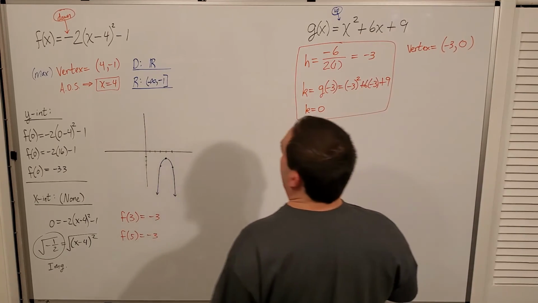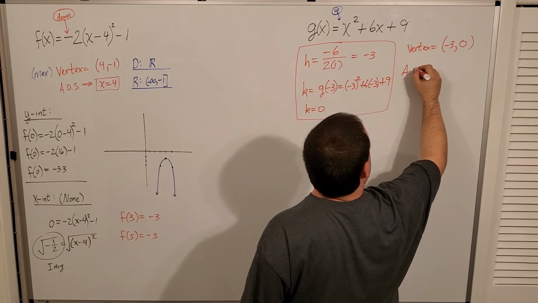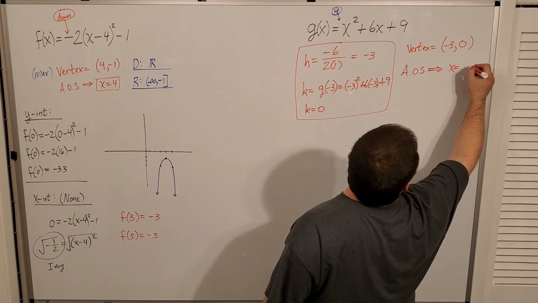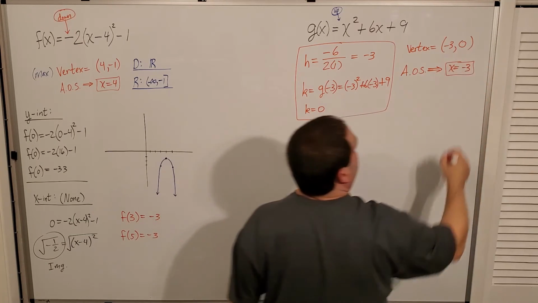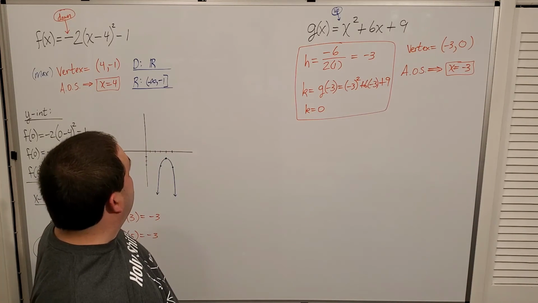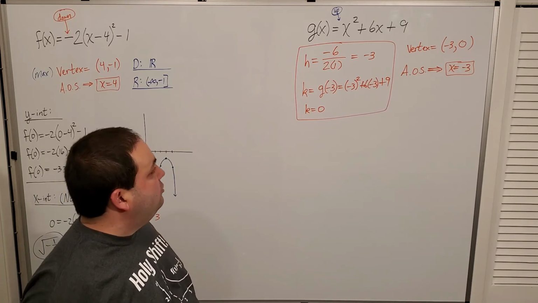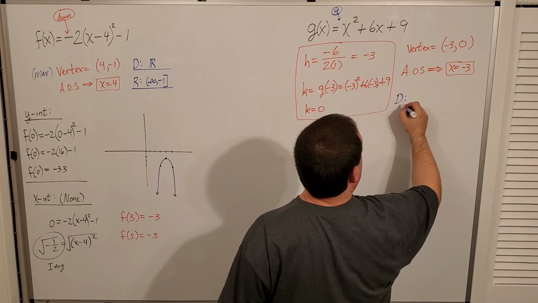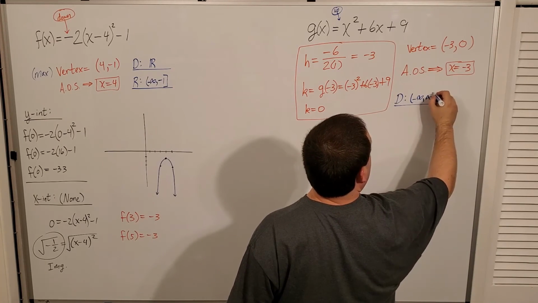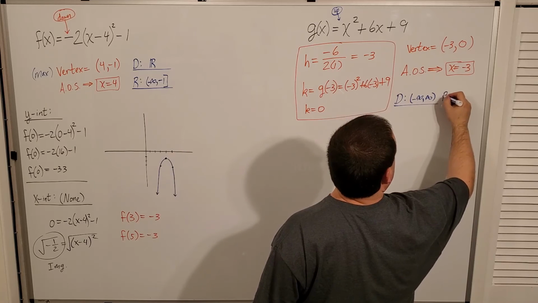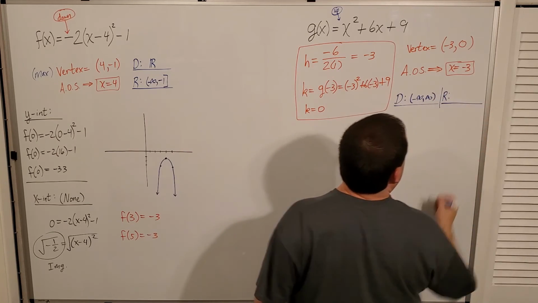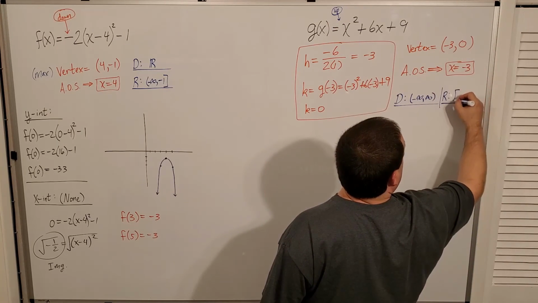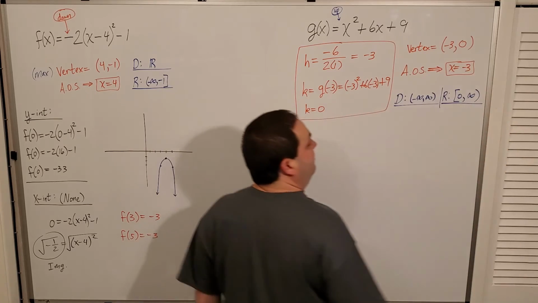From there, let's list out the rest of the information. Axis of symmetry, right? That's going to be x is equal to -3, right? That's the equation for my axis of symmetry. My domain and range, of course, domain is still the same thing. I'll use interval notation this time, -infinity to infinity. And my range is going to be something that's facing up. So I start at my k value of 0 and I go up to infinity.